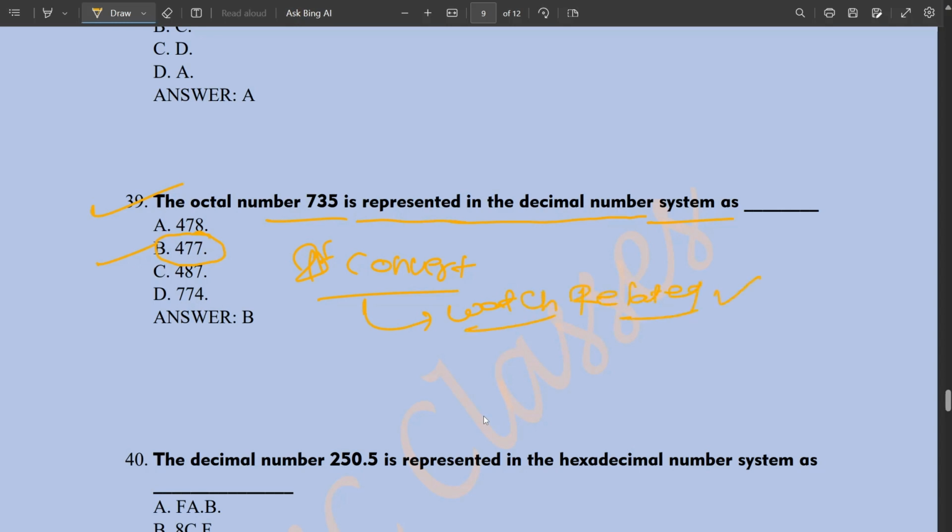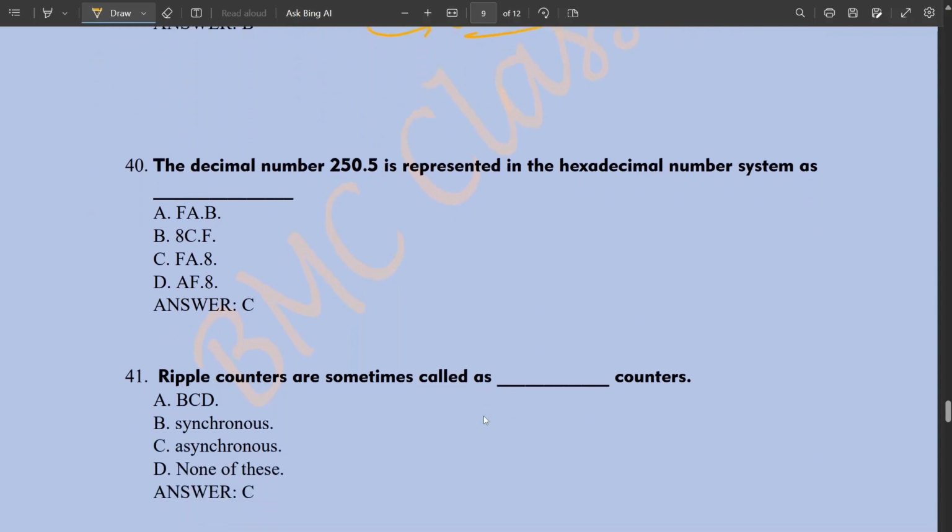Okay. Next, the decimal number 250.5 is represented in the hexadecimal number system as what? FA.8. Okay. Again, these questions are related to changing. Okay, so you have to watch the previous video on how to change binary to decimal and so on. You will get all these videos on the channel. Okay.